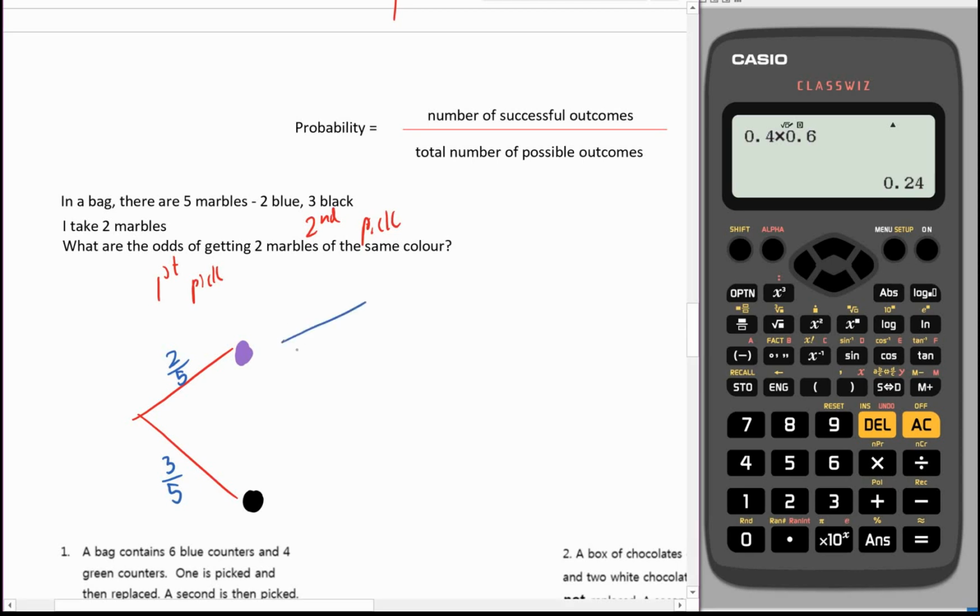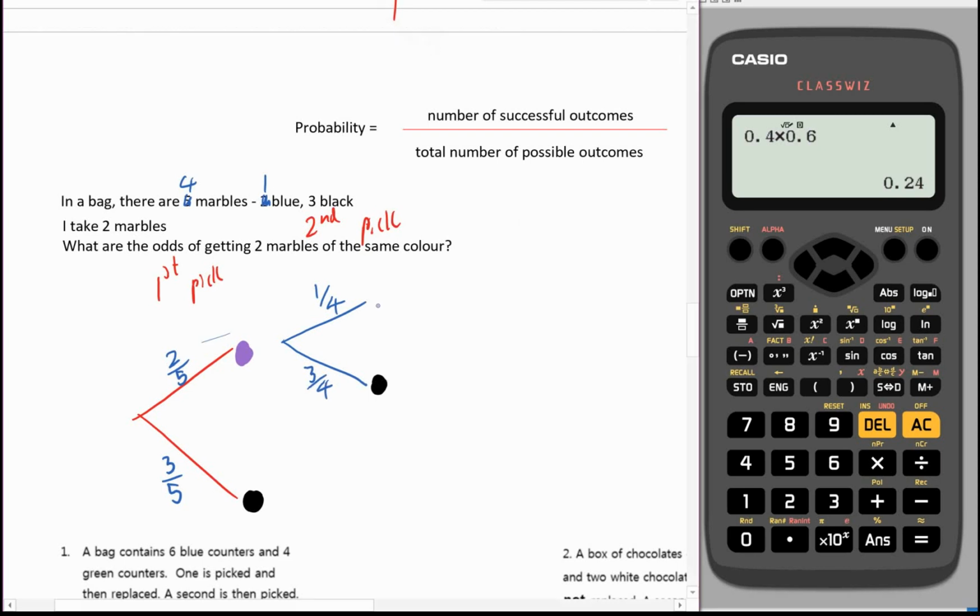For this second pick, I picked a blue marble first. That means that blue marble has gone. It's no longer in the bag. So if I look at my bag now, there'll only be 4 marbles left, of which one of them will be blue and 3 of them will be black. So the odds of getting another blue marble will now be 1 out of 4. 1 blue marble, 4 marbles altogether. And the odds of getting a black will be 3 out of 4. 3 black, 4 marbles altogether.